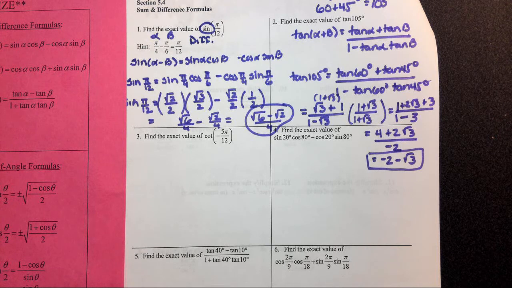So think to yourself for a minute in number 3. See if you can find 2 angles from your unit circle that when you add or subtract them together give you -5 pi over 12. So see if you can pick a pair of angles for me.